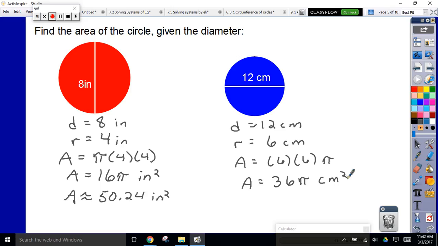Okay, volunteer to tell me what the approximate area is. Bryant? 113.04 square centimeters. Good. 113.04 square centimeters. Okay, any questions about this?